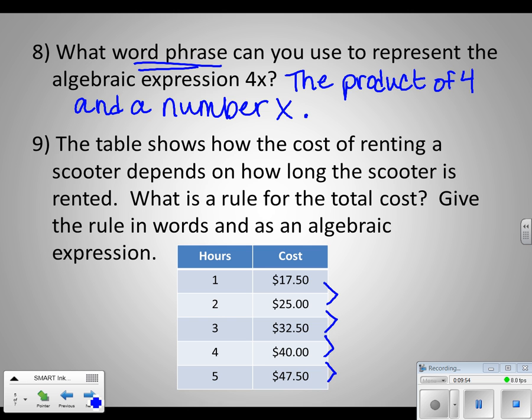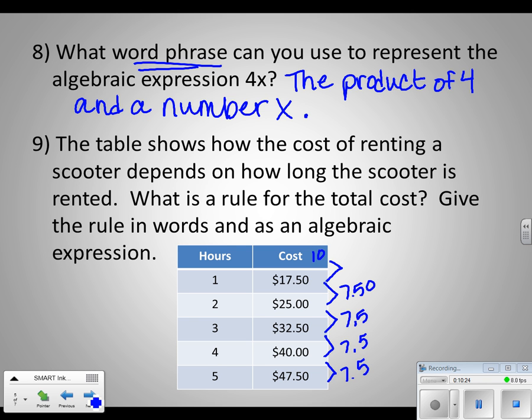Every hour as we go up per hour, and we can see from $17.50 to $25, it's going up $7.50. And it's consistent from 25 to 32.50, it went up $7.50. And it keeps going up $7.50. So every hour you're adding $7.50. Now if we went back an hour at 0 hours, that would be a cost of $10 when you're going back. What is that $10?